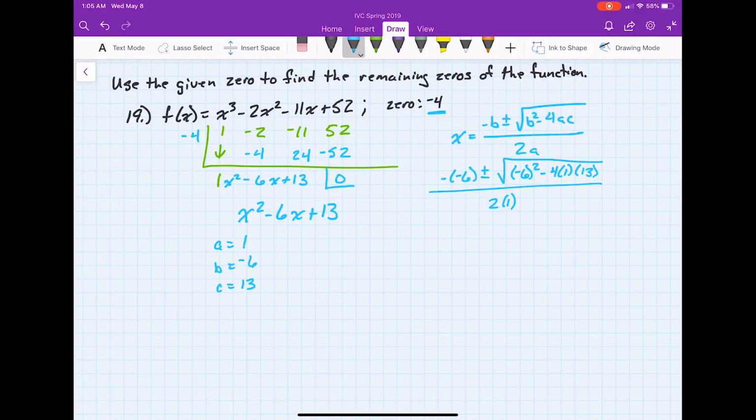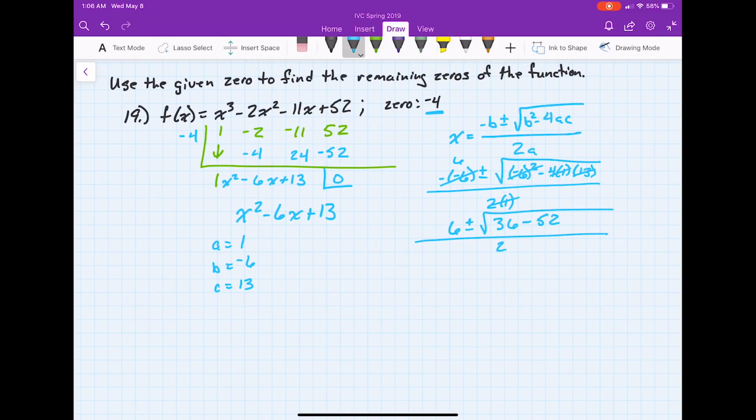All right, so now let's start simplifying this. A -6, that's just going to turn into 6, plus or minus. Those negatives cancel out. This will turn into 36, so plus or minus square root 36, minus 4 times 1, which is 4 times 13, which is 52. We already did that math. Then this will be over 2 times 1 will be 2. So 36 minus 52 is going to be -16. Yeah, -16. So this is going to be 6 plus or minus the square root of -16 all over 2.